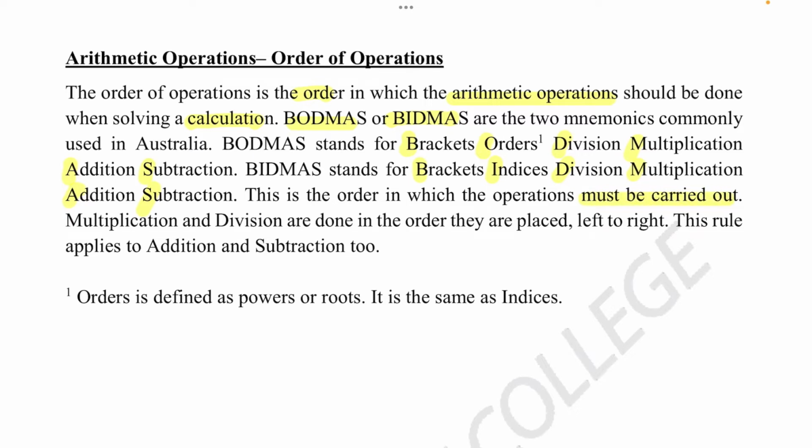Multiplication and division are done in the order they are placed, left to right. This rule also applies to addition and subtraction too. Orders is defined as powers or roots. It is the same as indices. So firstly, let me draw you an acronym so it's easier to visualize everything first. BODMAS. BODMAS and BIDMAS basically mean the same thing, so it doesn't matter which one you decide to memorize.